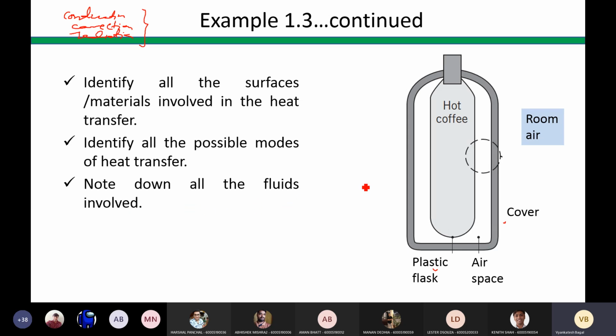Note down all the fluids involved. Now what are the fluids involved here? Because the moment I mention fluid, it means I am talking about which mode of heat transfer? Convection. Correct. So to find out where convection may take place, I should note down the different types of fluids involved. So here we have coffee, then air. This is the air space, and this is the room air also. So I am writing air twice, but I am assuming this air is different from this.